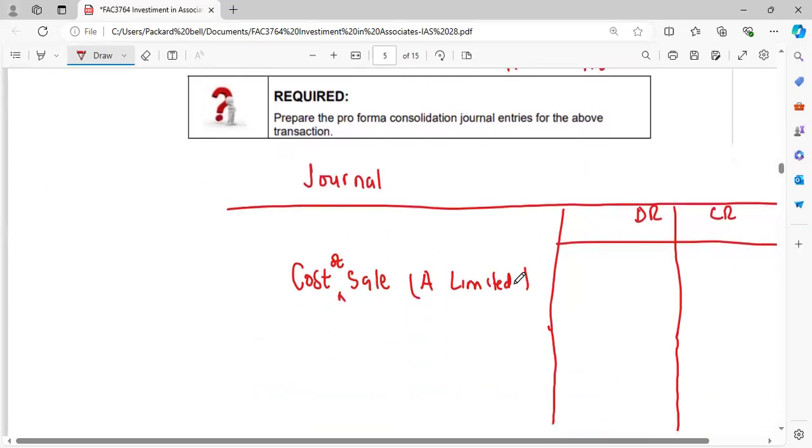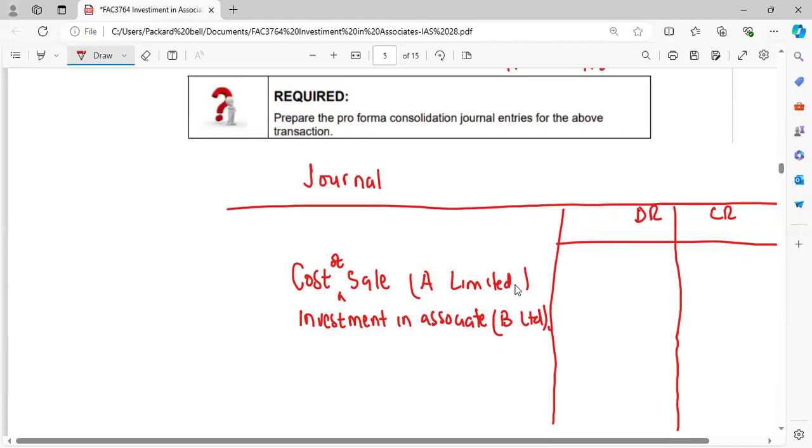Right. So now the only change that you should look at there is, remember we say we don't take into account the assets and liabilities for the subsidiary. So instead of your inventory here, you are going to say investment in associate. Right? That is B Limited.